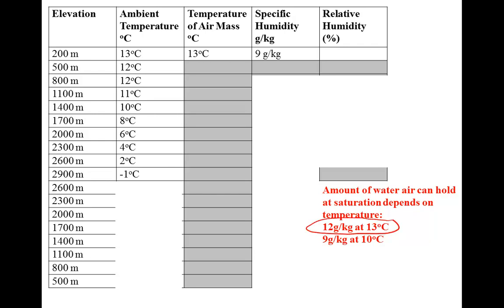Air at 13 degrees Celsius can hold 12 grams of water per kilogram of air. Our air actually has 9 grams per kilogram. That's its specific humidity. Its relative humidity would be 9 divided by 12, which is 75%. So our air mass has a relative humidity of 75%. It has 9 grams of water. It could hold 12 grams. 9 divided by 12 is 0.75, times 100% is 75% relative humidity. That means we're going to cool our air at the dry adiabatic lapse rate because we're still below 100% relative humidity.